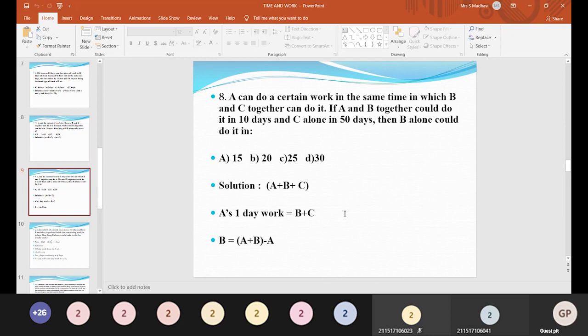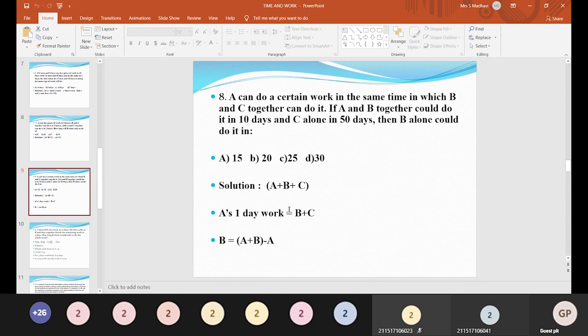See, it is clear, I think. B plus C is nothing but A. So A plus A is equal to 2A. Here the 2A is equal to 3 by 25. Now A's 1 day's work means that the 2 you take to the other side, 3 by 50.